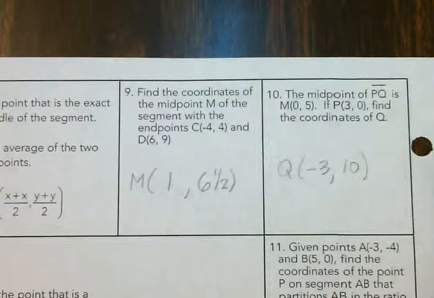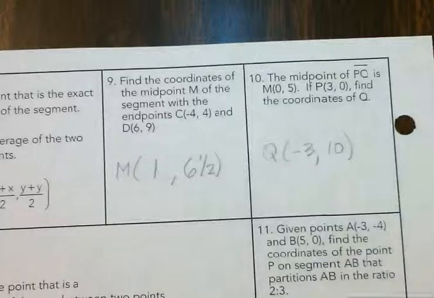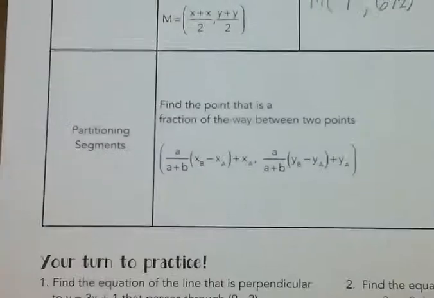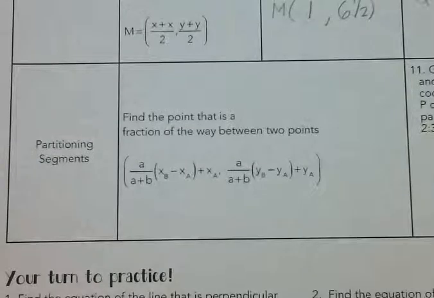So just remember that when you're doing the midpoint backwards, you're going to do the steps backwards and also the opposite or inverse operation. Okay, partitioning segments. What you're doing on this is you're finding a point that is a fraction of the way. It's not midpoint. Midpoint is halfway. So this might be 2/3 of the way. It might be in the ratio of 3 to 5.